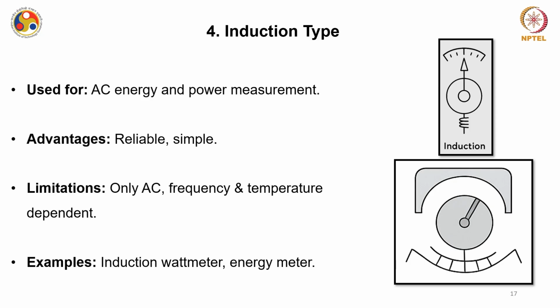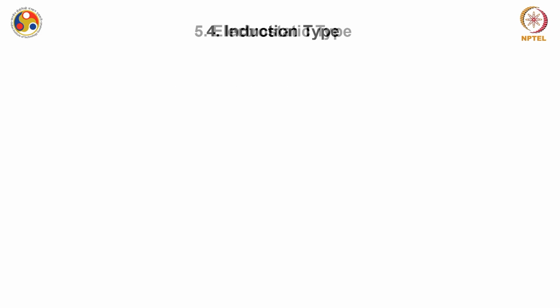So that is the basic principle behind these induction type instruments, okay, and they are again used for AC energy and power measurement. They are a very simple device and very reliable, okay. The limitation is that they can only be used for AC applications, and they are very much dependent on the frequency and the temperature, okay. Examples can be an induction wattmeter or some induction based energy meters, etc.